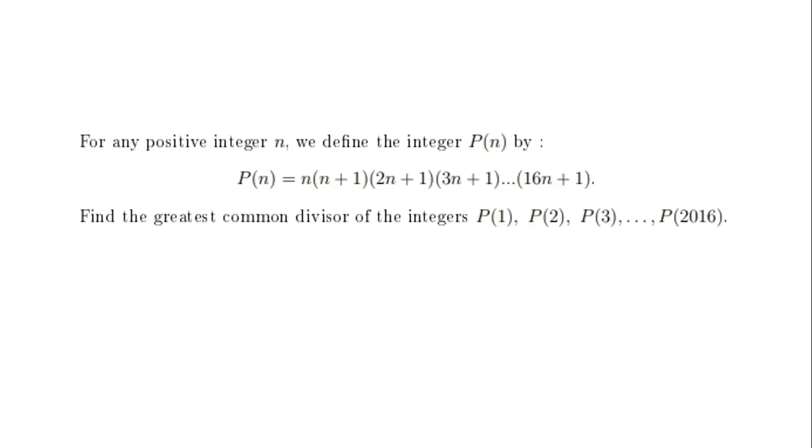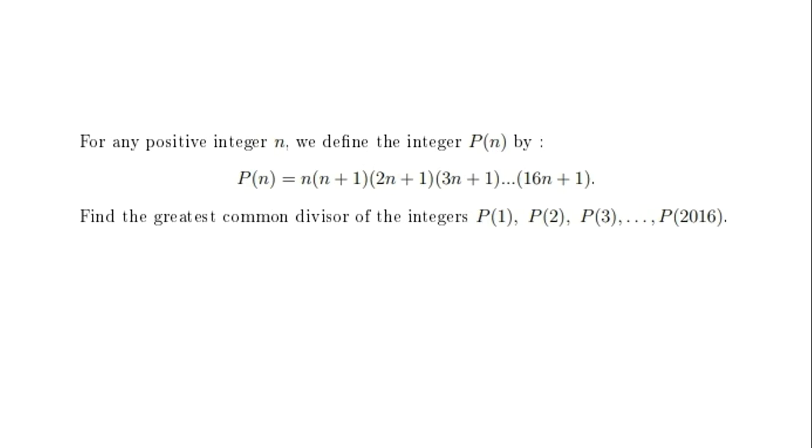We are going today to solve a very special problem from the Pan-African Mathematics Olympiad. For any positive integer n, we define the integer Bn by Bn equals n times (n plus 1) times (2n plus 1) times (3n plus 1) and so on till we reach (16n plus 1). Find the greatest common divisor of the integers b1, b2, b3 and so on till we reach b2016.